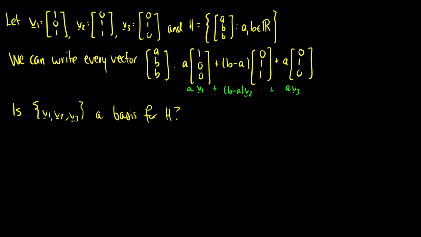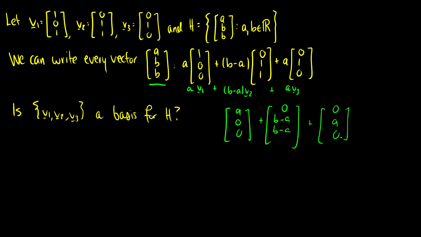So we can rewrite this vector a, b, b as a linear combination of v1, v2, and v3. So we can take a times 1, 0, 0, plus b minus a times 0, 1, 1, plus a times 0, 1, 0. So we can prove these are equal. This is just a, 0, 0 plus 0, b minus a, b minus a, and then we add together 0, a, 0. Okay, so when we add the 3 together, this should be equal to a, b, b.